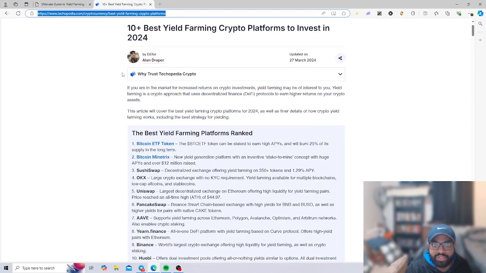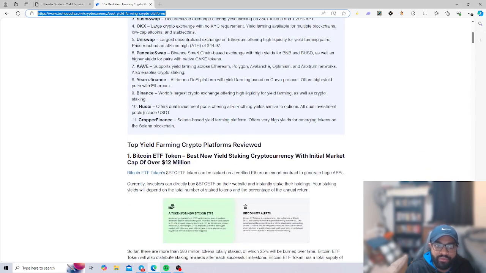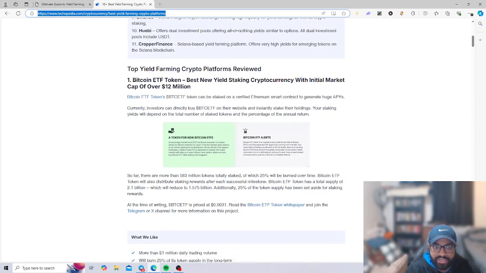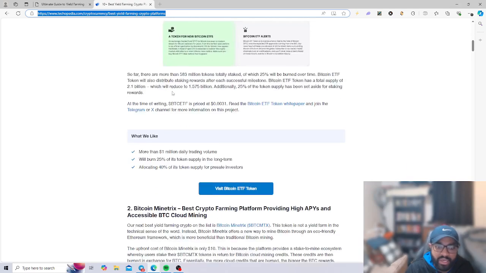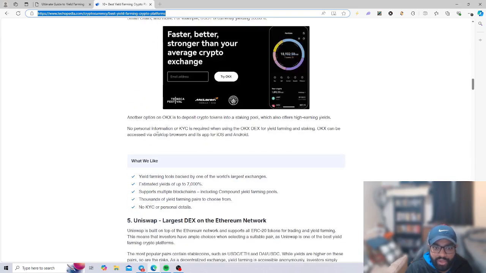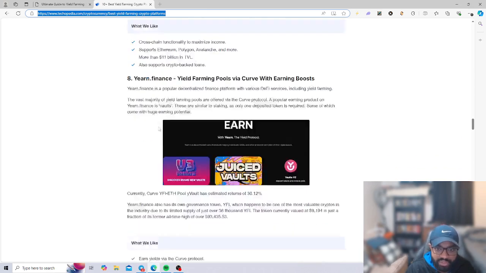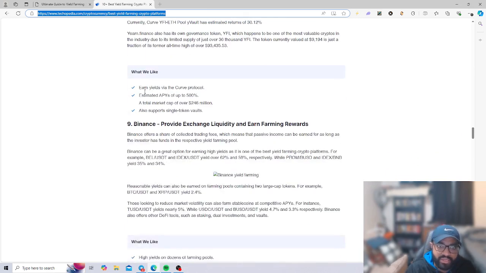So we can just go and see some of the best yield farming platforms. We have Bitcoin ETF, Bitcoin Metrics, SushiSwap, OKX, Uniswap, PancakeSwap, Aave, Yearn Finance, and Binance. So you can get into some of these. This is another article where you can look and see they have SushiSwap, OKX, Uniswap, PancakeSwap, Aave, just the ones we looked at on the previous page. And then you can see what they like.